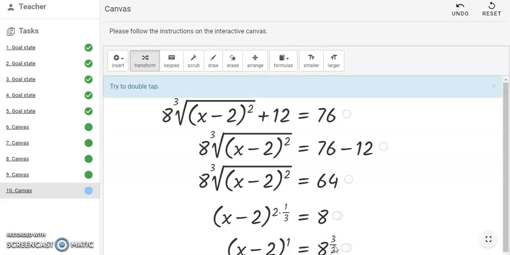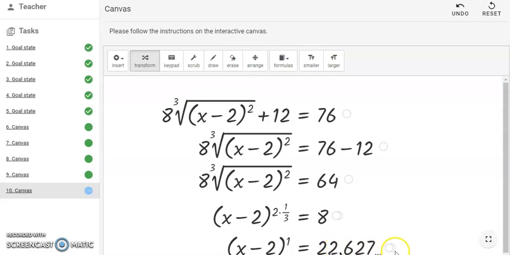I double click, turn this into a decimal number, and then click on the base. I get the answer 0.2, and then if I add 2 to both sides, I'll get the final answer. Hopefully it's the answer you got as well.